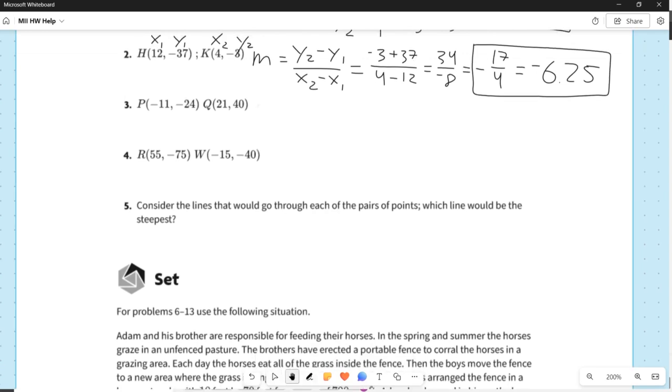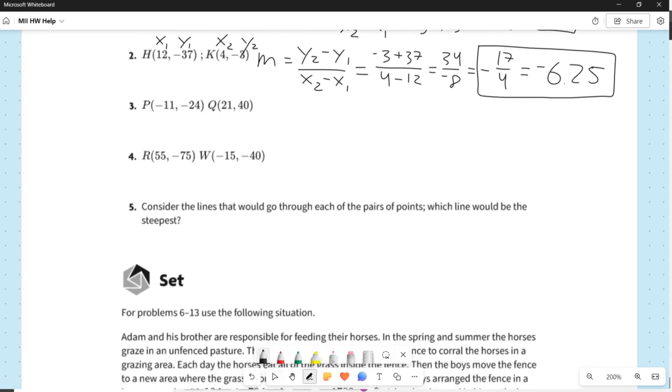Number 3, m is, as always, y2 minus y1 over x2 minus x1. Negative 11 is x1, negative 24 is y1, 21 is x2, and 40 is y2. So y2 is 40. y1 is negative 24, but we're subtracting it, so this becomes a plus 24. x2 is 21. And x1 is negative 11, but again, we're subtracting it, so we're going to say plus 11.